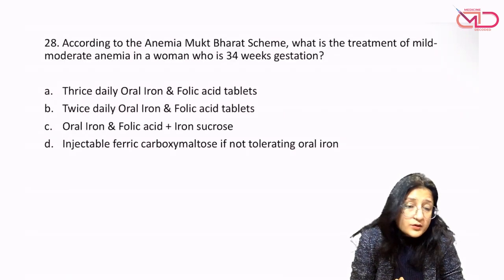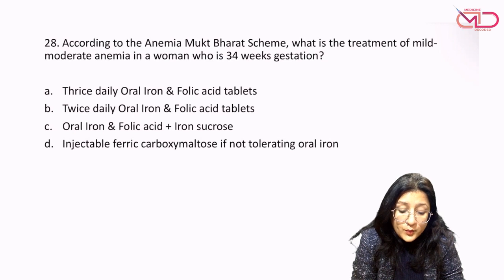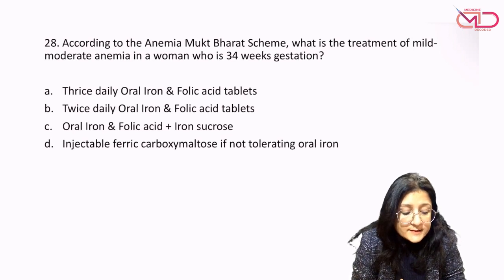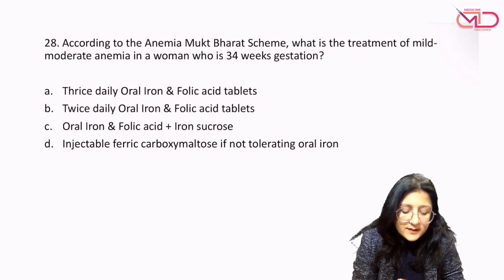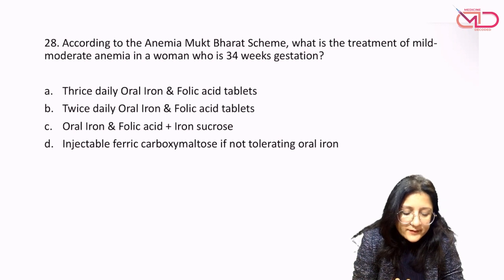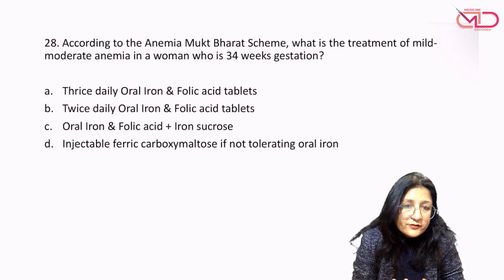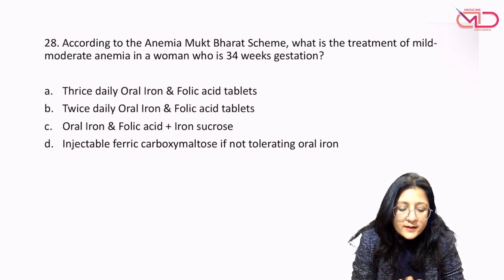Next question. This is a controversial question. I say controversial because proper recall of this question was not possible. But I have framed a question around this so that we can understand the essence of the question. According to the Anemia Mukt Bharat scheme, what is the treatment of mild to moderate anemia in a woman who's at 34 weeks of gestation? Again, recalls were inconsistent regarding whether it was beyond 34, less than 34, or exactly 34. But let's stick to the question that I have framed. What is the treatment of mild to moderate anemia in a woman who is at 34 weeks of gestation? You would wonder, do you have to memorize the Anemia Mukt Bharat scheme and everything?